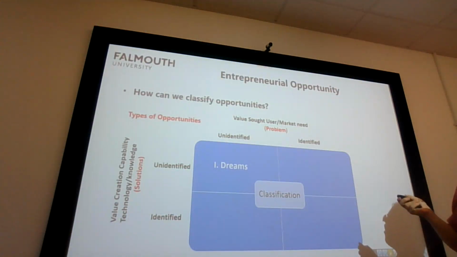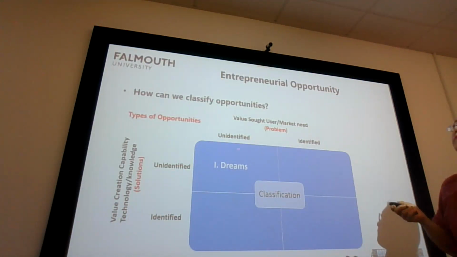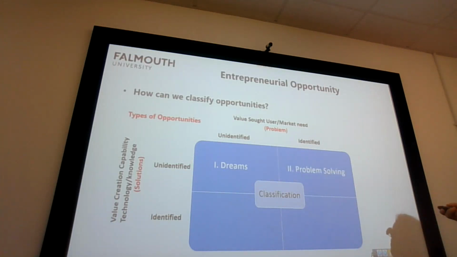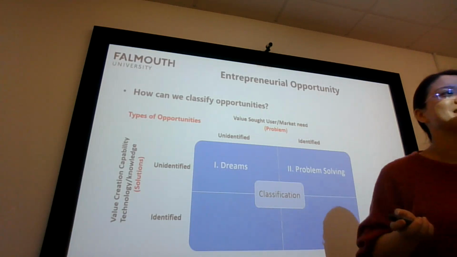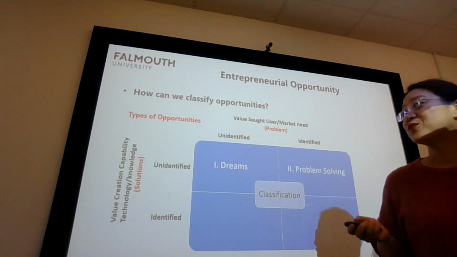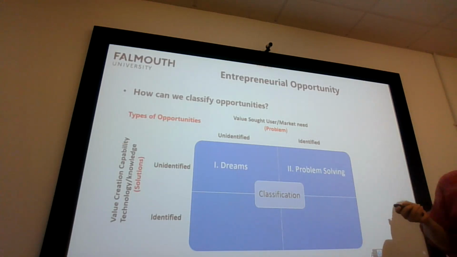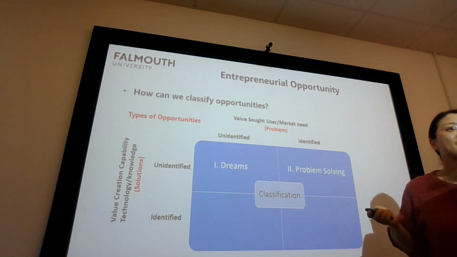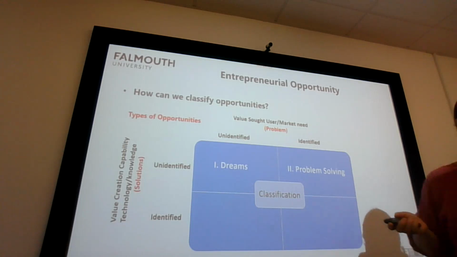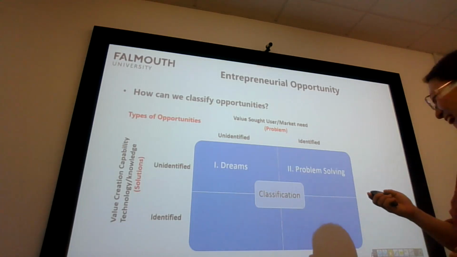And the second one: now we know the problem, but we don't know the solution. In this quadrant, we call it problem solving. And the third one: here, we know the solution, but we don't know the problem. An example sounds quite weird. We know the solution already, but we don't know the problem. Coffee. What? Coffee is a solution.